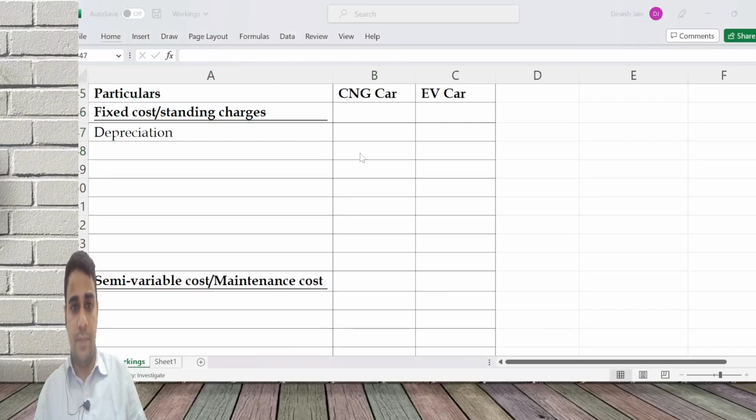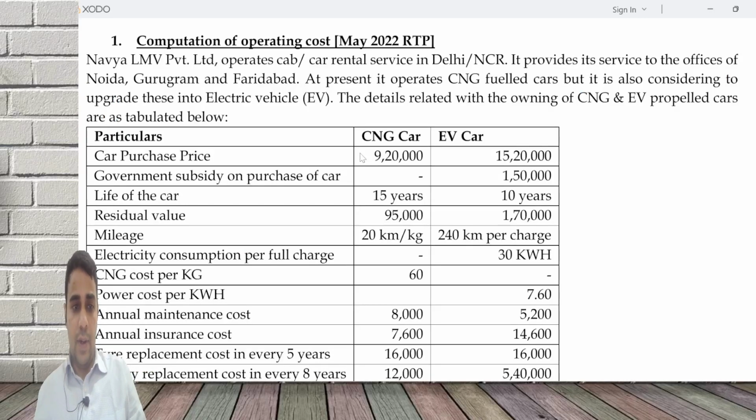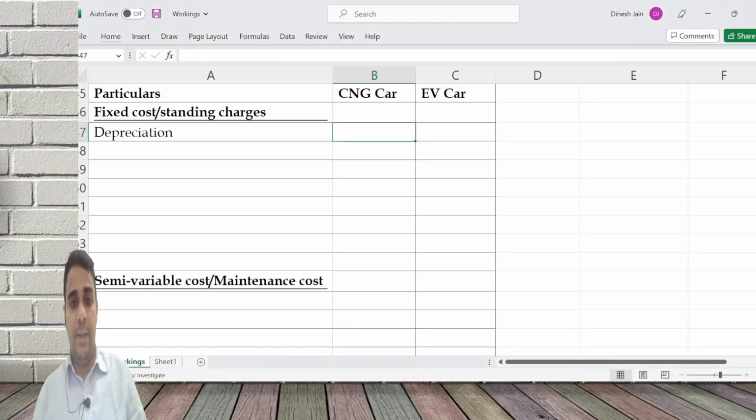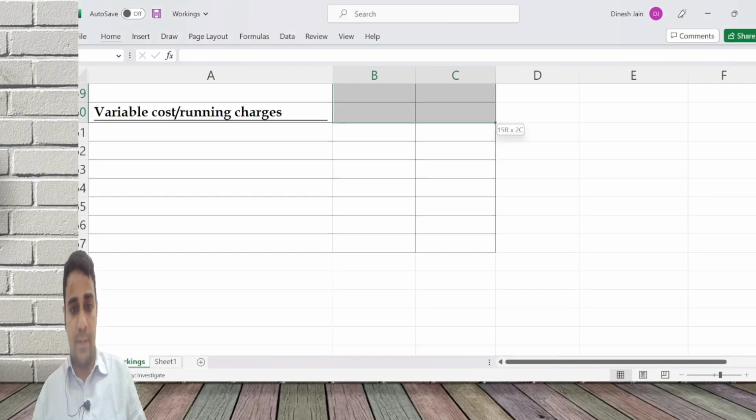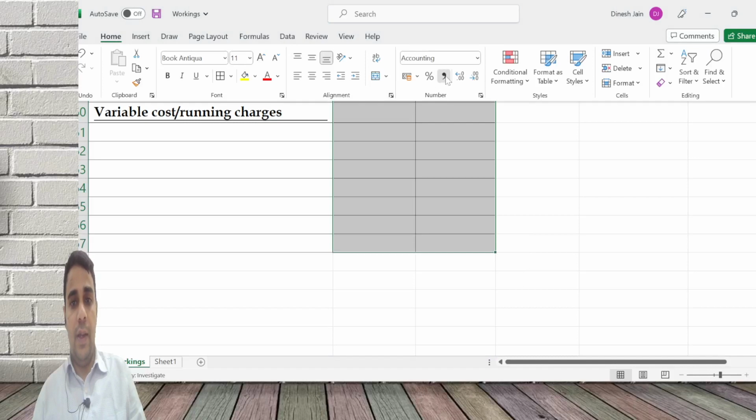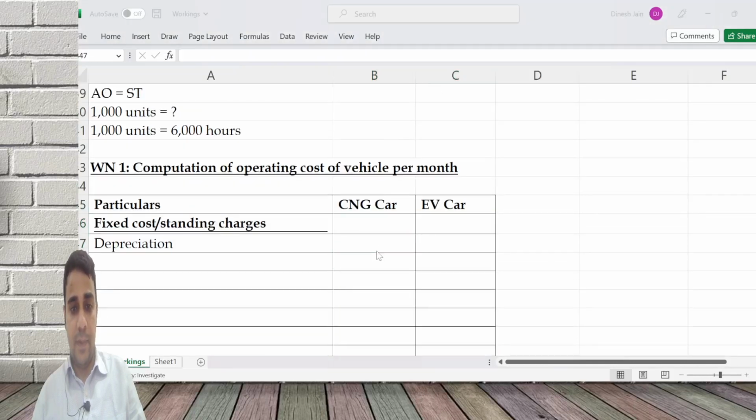Depreciation calculation is very simple. Cost minus salvage value divided by 180 months. We are doing calculation per month. Divided by 180 months. Work with two decimals. For the CNG car: 9 lakh 20 minus 95,000 divided by 180.